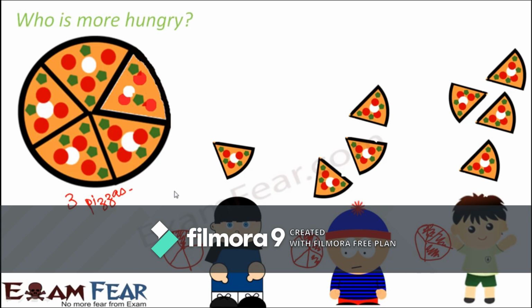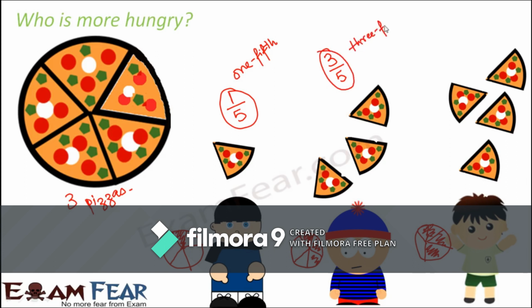Now when you look at the first boy, he ate 1 slice out of 5 slices. So he ate 1/5 of the first pizza. So this is called 1/5. What about the second boy? How many slices did he eat? He ate 3 slices out of 5 slices. And what is this called? This is called 3/5. So that means he ate 3/5 of the pizza.